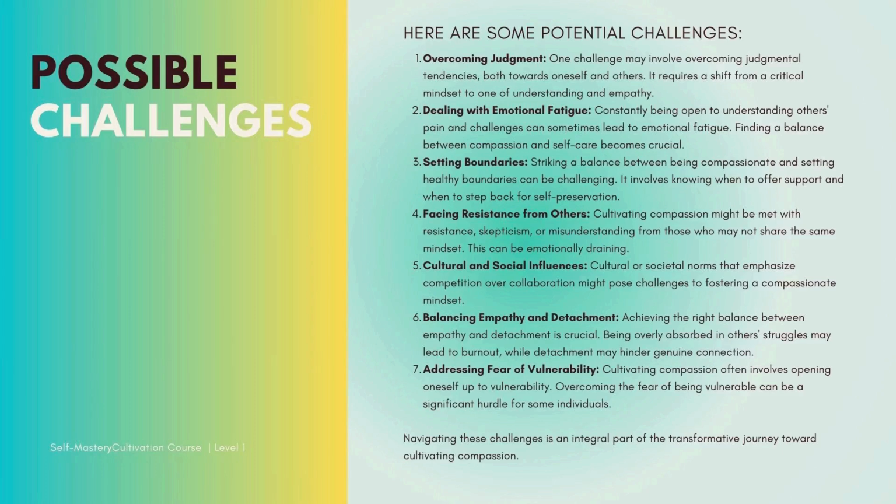Number 6, balancing empathy and detachment. Finding the right balance between empathy and detachment is crucial. Being overly absorbed in others' struggles may lead to burnout, while detachment may hinder genuine connection. Number 7, addressing fear of vulnerability. Cultivating compassion often involves opening oneself up to vulnerability. Overcoming the fear of being vulnerable can be a significant hurdle for some individuals. Navigating these challenges is an integral part of the transformative journey towards cultivating compassion.